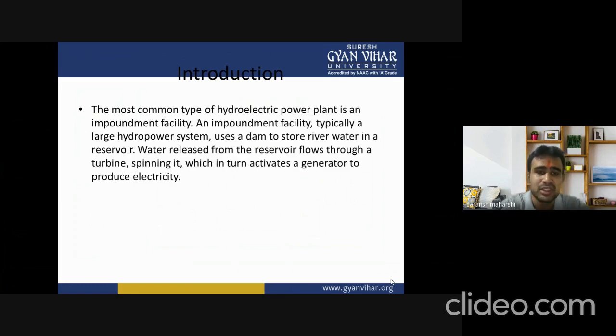First of all, we will discuss the topic hydroelectric power plant. The most common type of hydroelectric power plant is an impoundment facility. An impoundment facility, typically a large hydropower system, uses a dam to store river water in a reservoir. Water released from the reservoir flows through a turbine, spinning it, which in turn activates a generator to produce electricity.